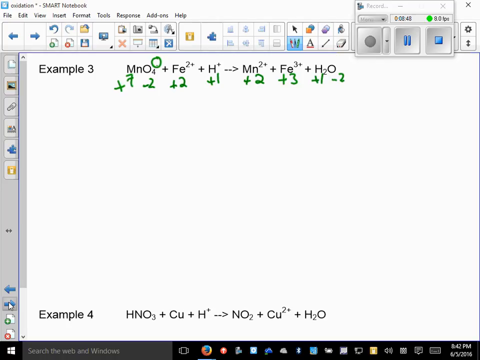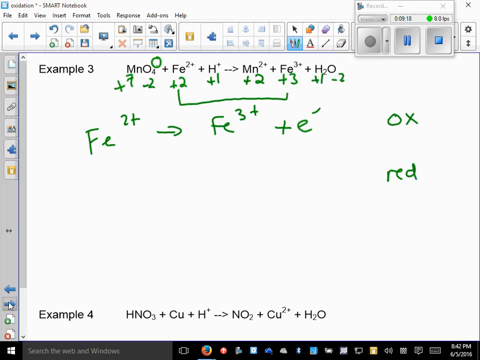Okay. So what's being oxidized and what's being reduced? Well, it looks like iron right here goes from +2 to +3. So it has gotten more positive, so it has lost those negative electrons. So that is Fe2+ goes to Fe3+ plus an electron. This is what's being oxidized.